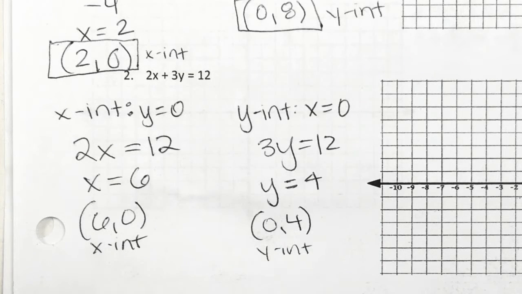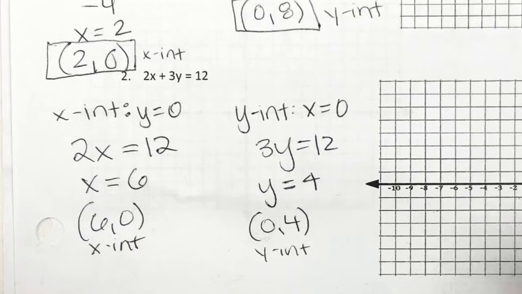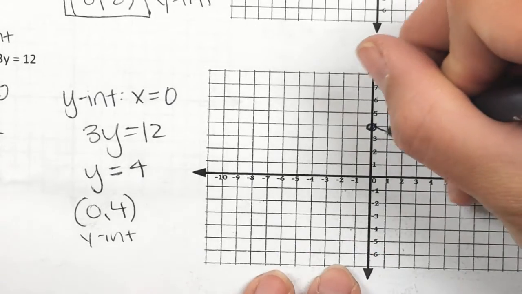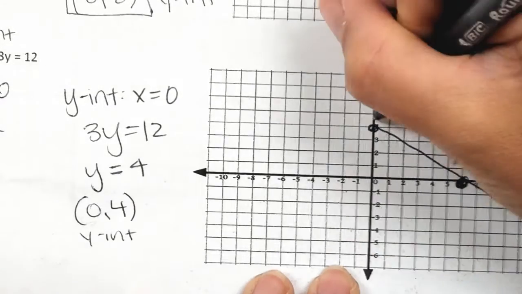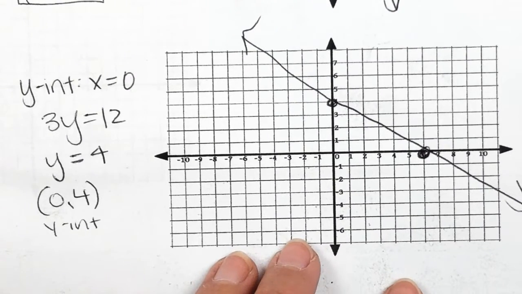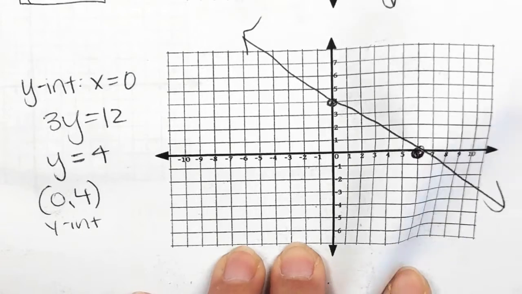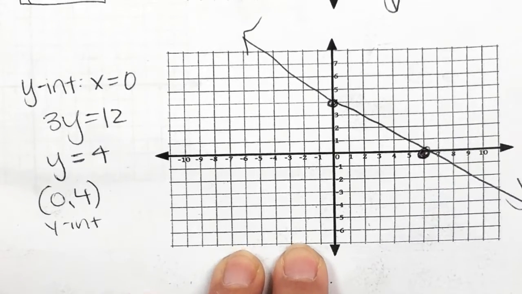So the 6 will go on the x-axis because it's the x-intercept. The 4 will go on the y-axis because it's the y-intercept. And now all you have to do is connect your dots. Very good. Easy? Yes. All right, flip it over.